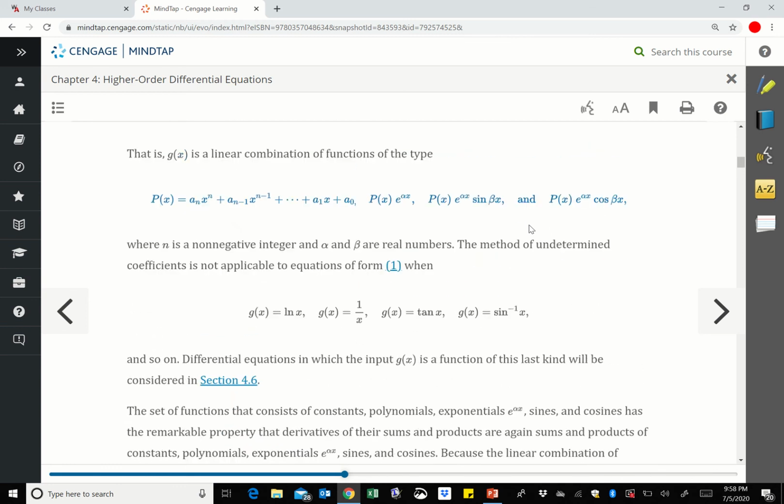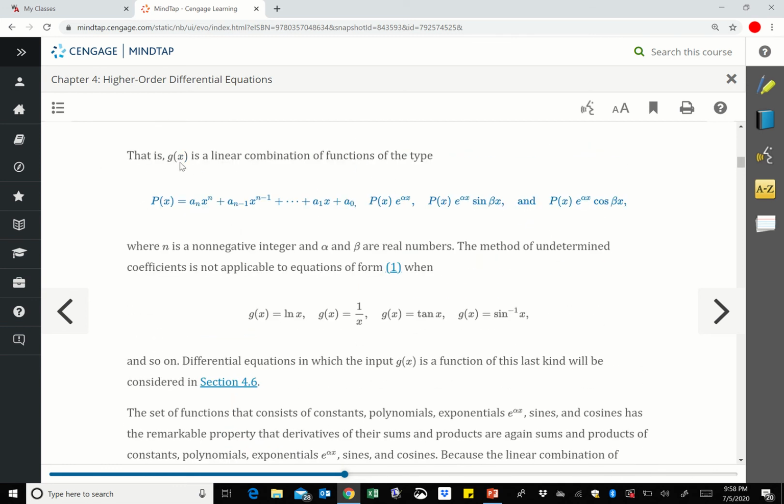To make a long story short, the functions we're going to look at on the right-hand side when we're trying to solve for the particular solution are going to be one of the following forms. It would be p of x, either a polynomial, or a polynomial times e to some power, or a polynomial times e times sine, or a polynomial times e times a cosine.